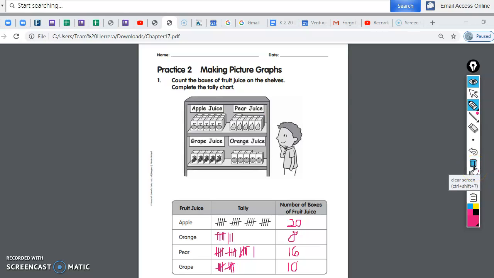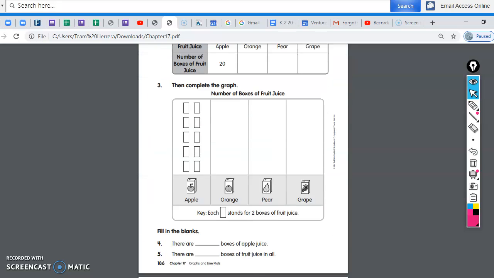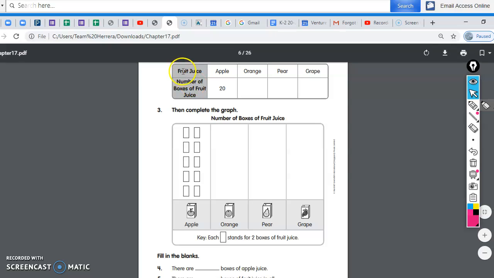All right, so now we're going to move to page 186. Now we've already basically done number 2. We did that on number 1. It's asking for the same information in both places. Just because my video shortens how much time I can record, I'm not going to spend time filling that in, but you can go ahead and do it from the front page. We're going to go ahead and go to number 3 though. It says, then complete the graph.